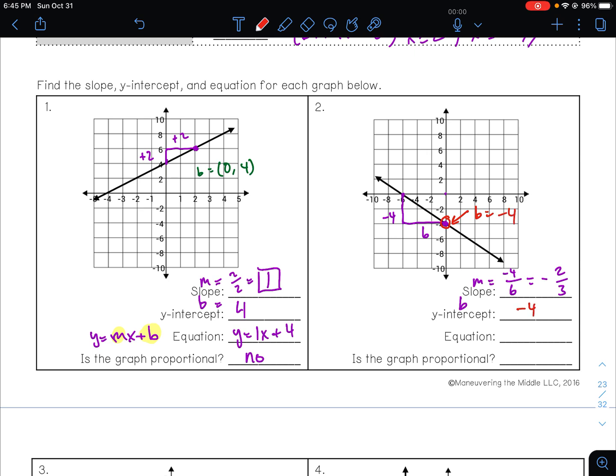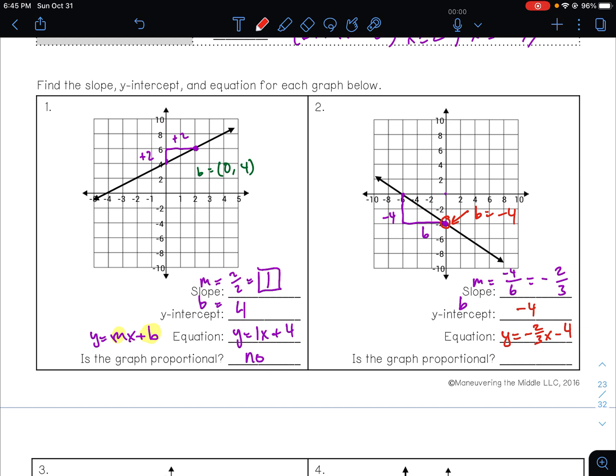Y-intercept is -4. And my equation, y equals mx plus b, y equals -2/3 x plus b. You could put plus -4, but when you have a plus and a minus next to each other, the minus beats out the plus. So y equals -2/3 x minus 4.